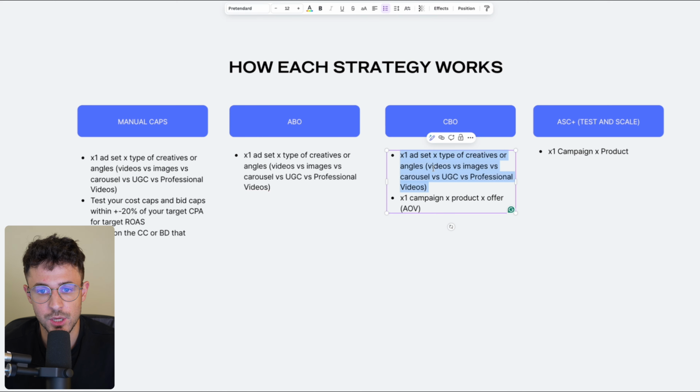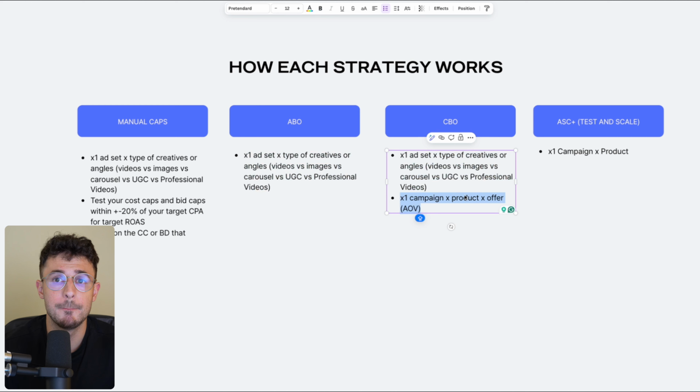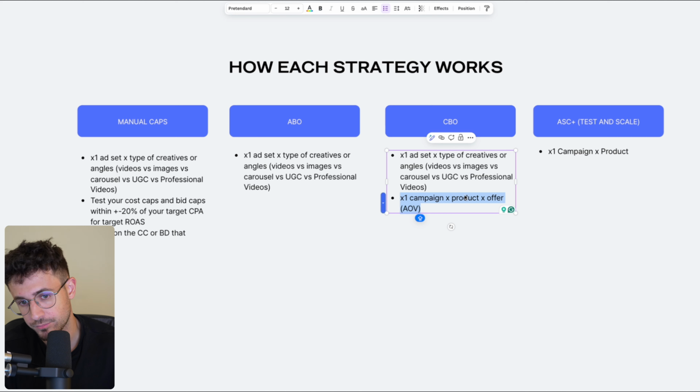And then we have a CBO setup, which is very similar to the ABO. The only difference is that you need to have one campaign per AOV, because if you have many different AOV products on different price points within the same campaign, what is going to happen is that CBO is going to spend on the products with the lowest CPA, not necessarily the highest return on ad spend.